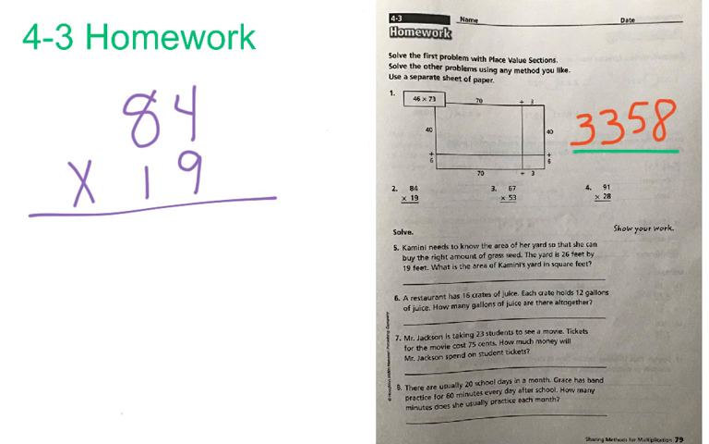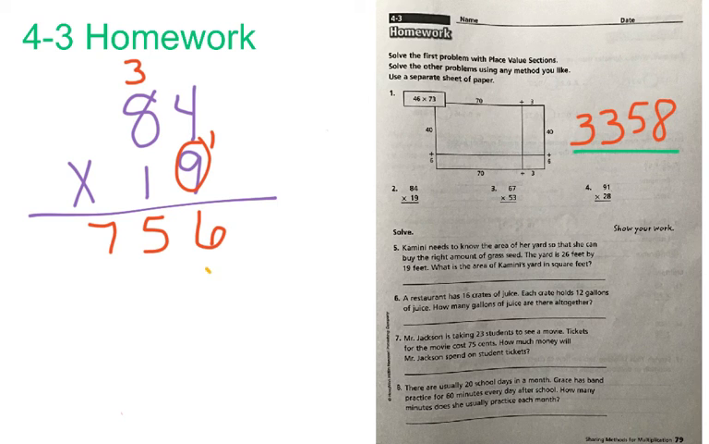So first thing you're going to do is multiply your 84 by your first number, which is 9. 9 times 4 is equal to 36. I'm going to put down my 6 and carry my 3. 9 times 8 is equal to 72, plus 3 is equal to 75.